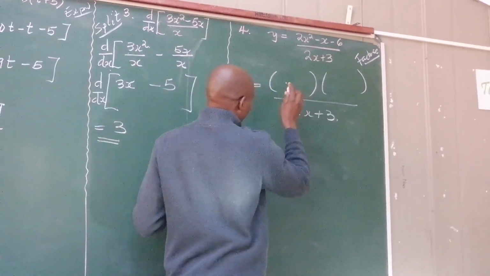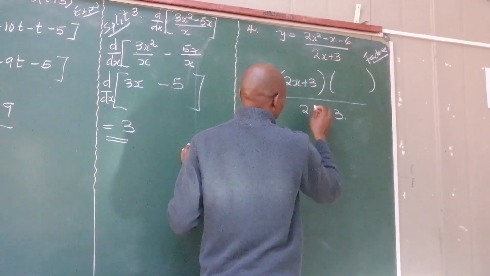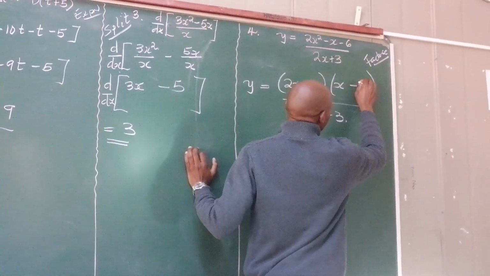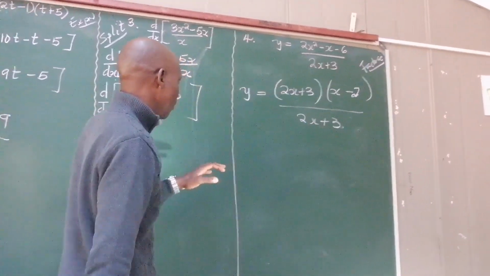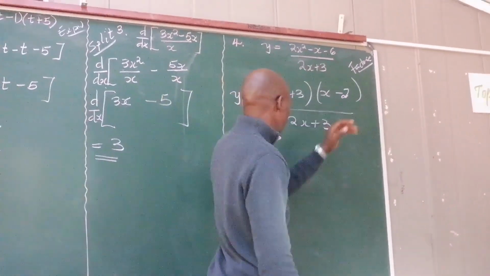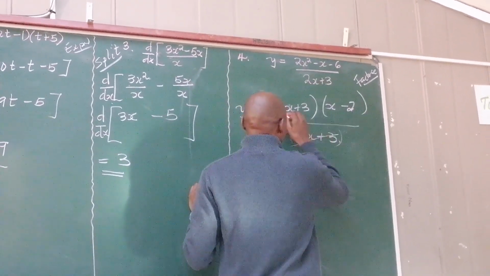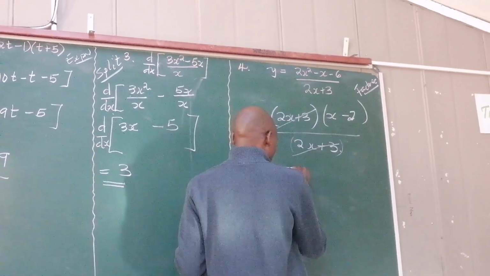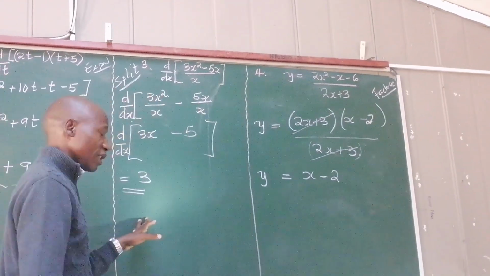What is the first bracket that we have? 2x plus 3. Okay, that's good. The next one would be x minus 2. Right. So now you can see that immediately after factorizing, this denominator is going to cancel this part. So our y is simply equal to x minus 2. Our function is now ready to be differentiated.